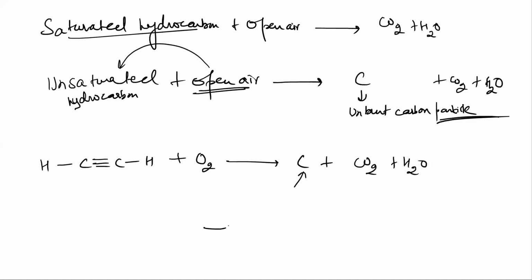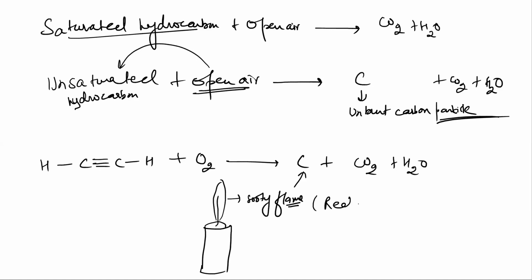Actually, when we are having a candle, wax is an unsaturated hydrocarbon. When we burn the wax candle, it burns with sooty flame. Sooty flame means red yellow flame. And this is red yellow because of the presence of unburned carbon particles. Actually it is blue in color, but due to the presence of unburned carbon particles which are not burning, the blue color of the flame changes to red yellow.